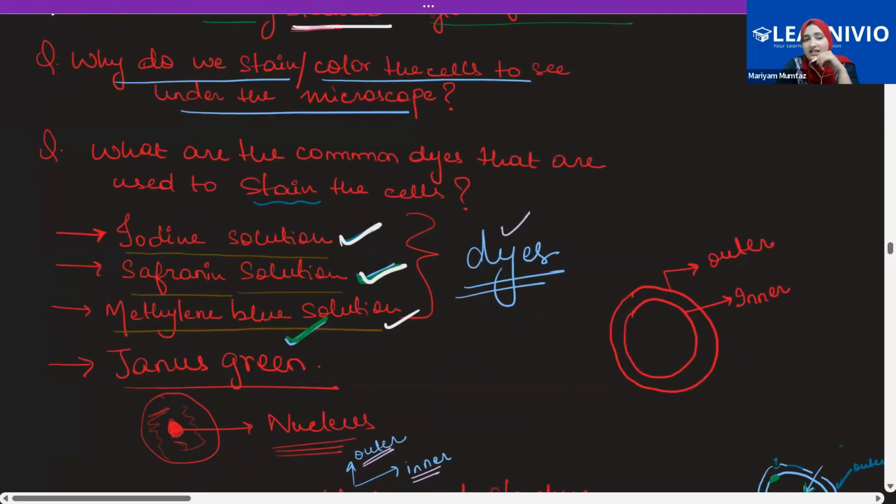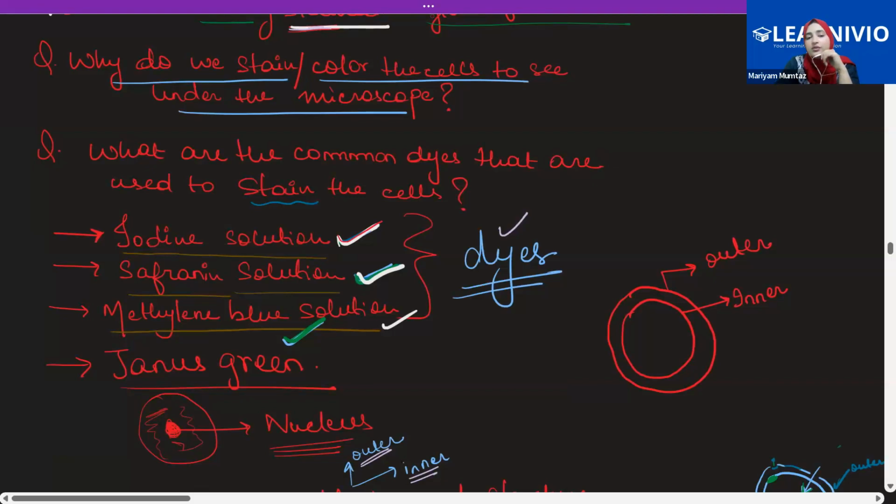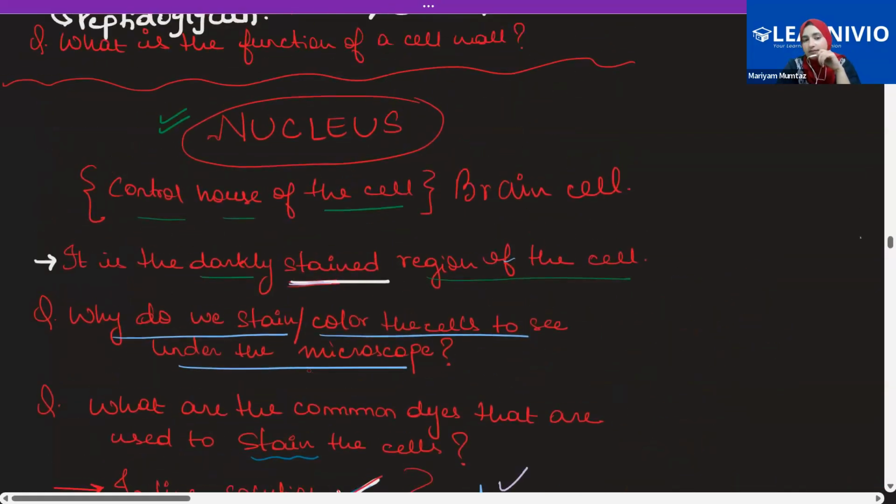So what are the common stains? We use iodine solution, safranin solution, methylene blue solution, Janus green. There are many different kinds of dyes that we use. If you have ever colored a cloth, you might know that some things take up the stain a lot and become very dark in color, but some things, even if you put color and color, will not take up a lot of stain. The nucleus is that part of the cell which takes up a lot of stain. So it is the darkly stained region of the cell, very dark.